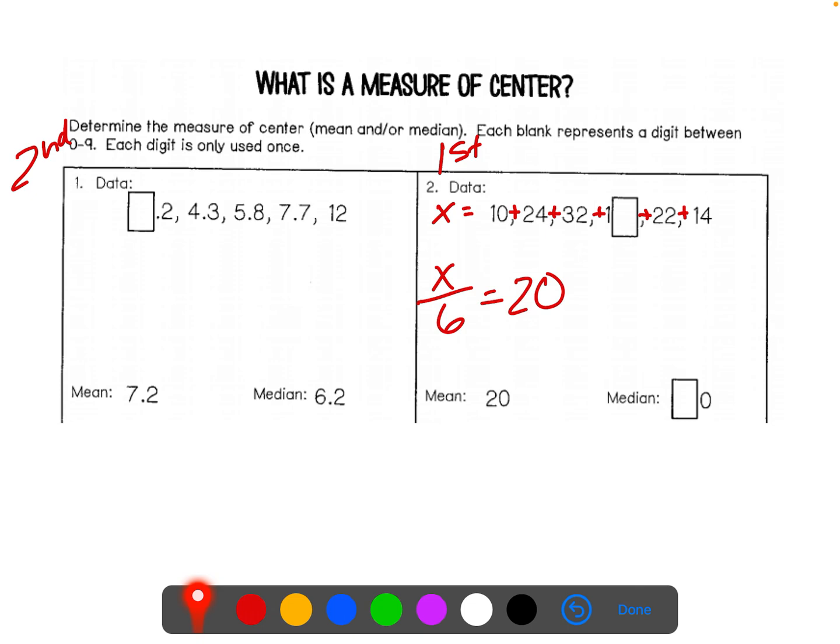Okay, I'm happy to help you with this on Zoom. If you have any questions, please just be patient with yourself. It's really important that you learn the difference between mean and median, because we're going to keep talking about that, and just get really familiar with how to calculate it.